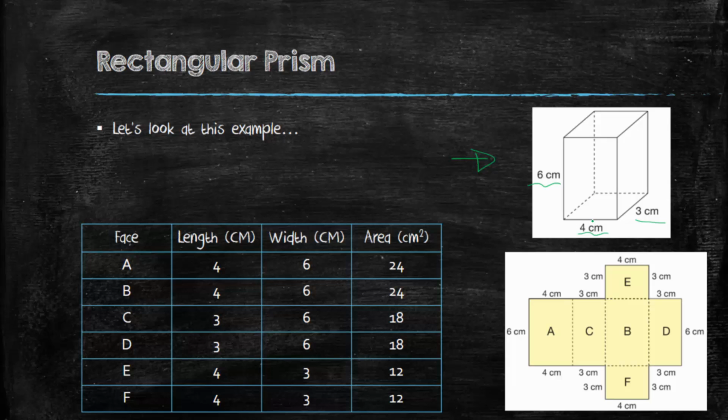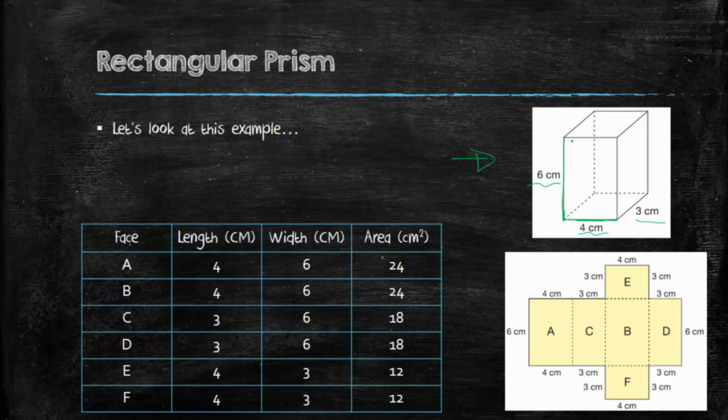If we were to unpack this rectangular prism and lay it out flat, it would look like this. Obviously, it might not be proportional here, but it would look something like this. So I've created here a chart that shows you the different faces. Now recognize that there are 6 faces here. So this is the first face, 4 by 6. Do you guys see this?